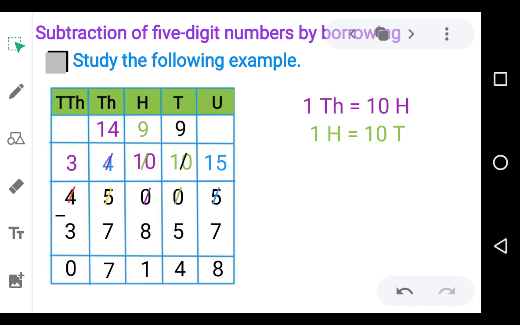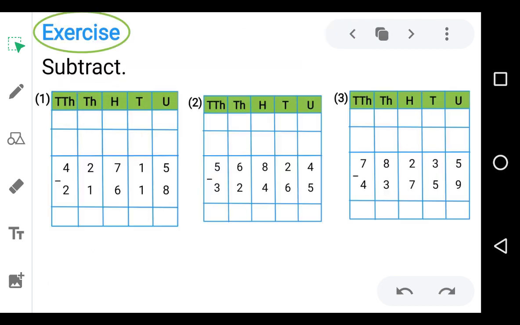Now, see, let's solve the exercise, page number 27. See here, the question is subtract. Here it gives 9 sums. From that, I solved 6 sums, and the remaining 3 you have to solve by yourself. That is your homework. So see the first one. Here the question is subtract, and the numbers are already arranged. We have to just subtract it.